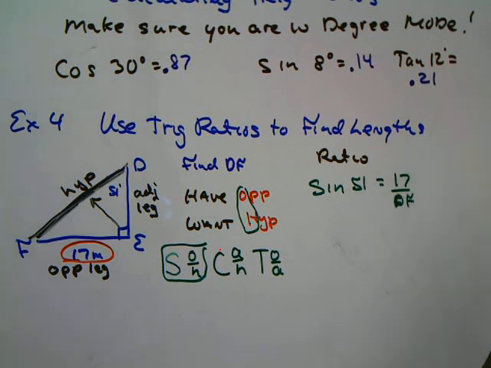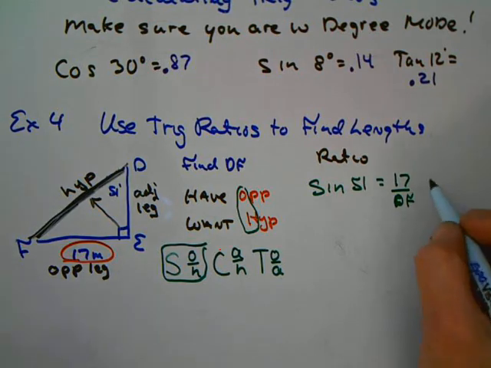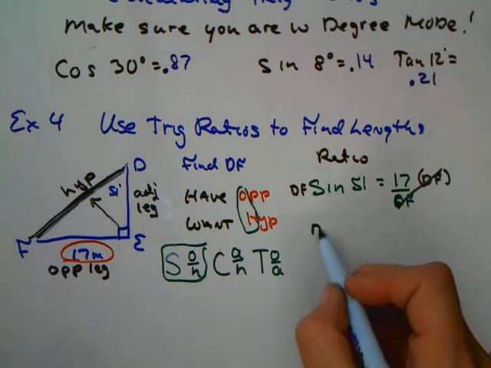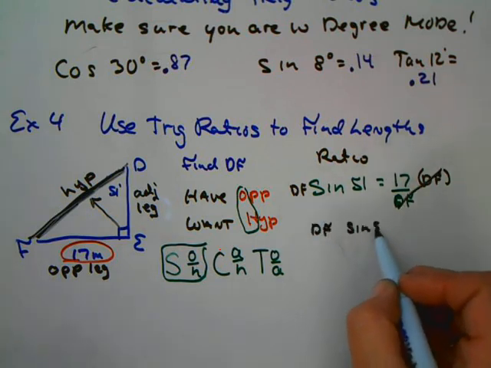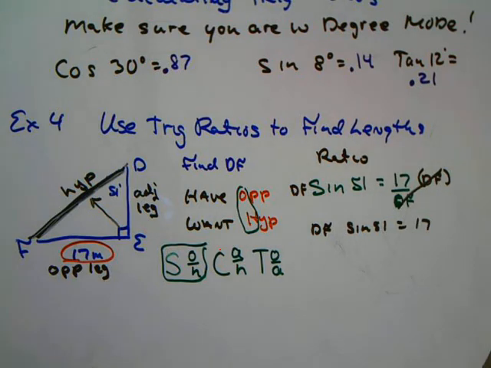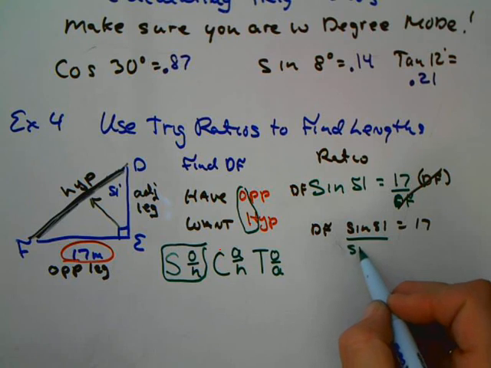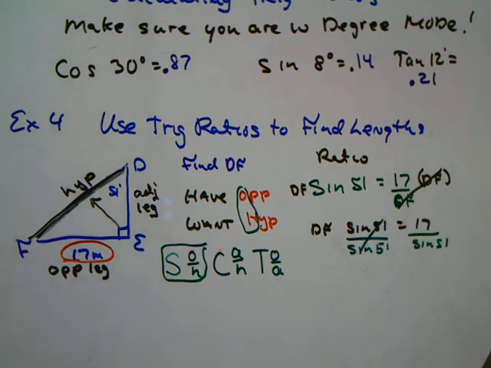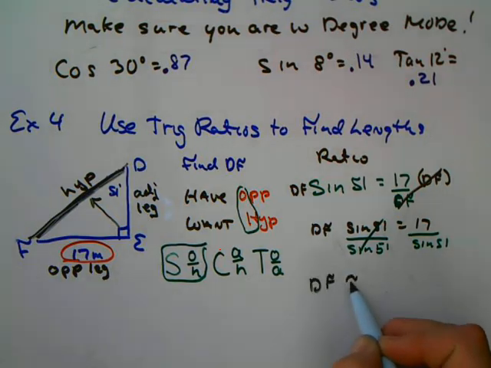Now to solve this, I need to multiply both sides by DF first, and that'll cancel out, but I have DF times the sine of 51 equals 17 now, and I want DF alone, so I'll divide by the sine of 51. That'll cancel out, because any number over itself is 1. So I know DF is equal to this exactly.